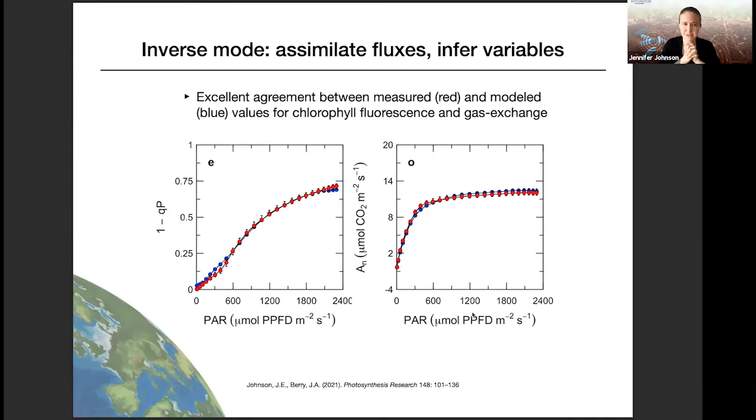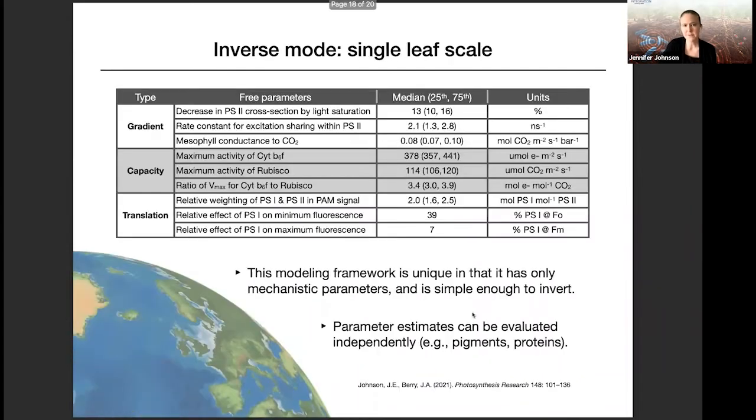And so what I want to do is switch to looking at examples of model inversions. This is one at the single leaf scale where the gas exchange and chlorophyll fluorescence measurements have been assimilated to infer the leaf functional traits. So you can see there's a good agreement between measured and modeled values for both of these parameters.